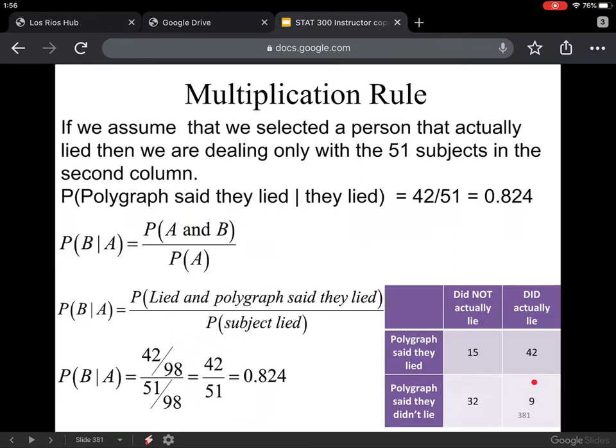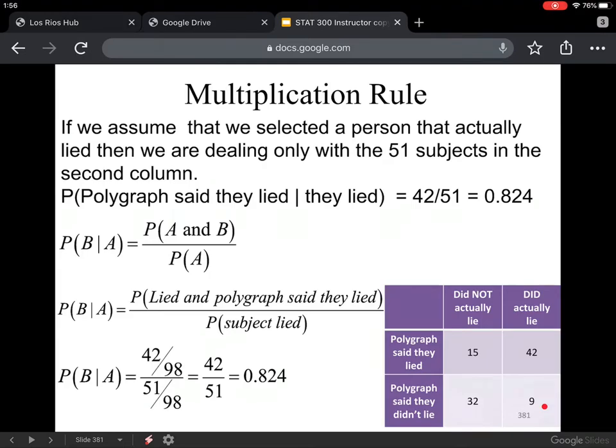Now, again, you can go about this using a formula, probability of A and B. What's the probability that the person lied and the polygraph said that they lied? Well, A and B in a contingency table actually implies intersection. So they actually lied and the polygraph said that they lied. What's the intersection of that column and this row? The number 42, right? Or 42 out of a total of 98 people. You can think about it that way.